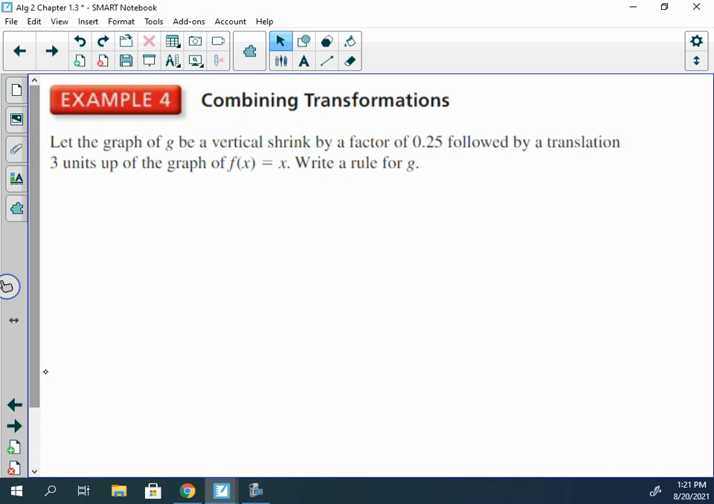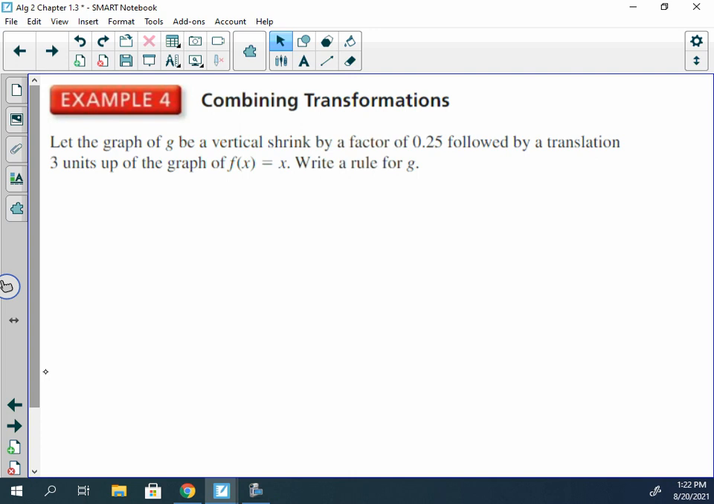The last thing we have is combining transformations. So we can use more than one, because what we've done so far is just a single one. Now, when we talk about combining transformations, it's not that we're going to use them all at once. What we will do for this is use them one at a time, do them one step at a time.